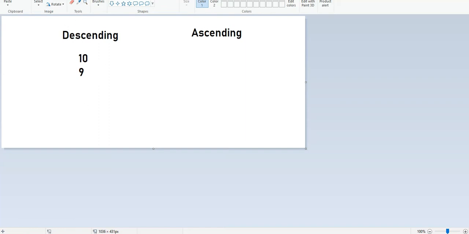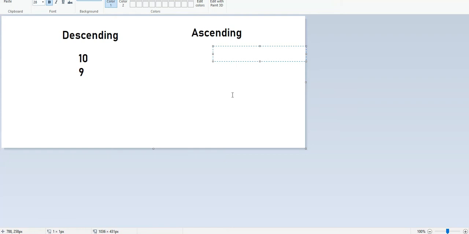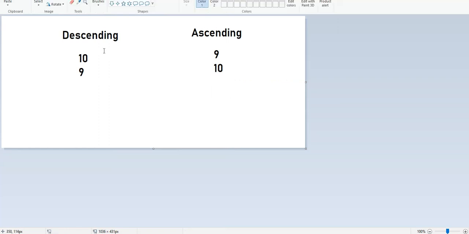If you want to put the same numbers in ascending order, what will come first? We have only two options, 9 or 10. In ascending order it will be 9, then 10, because 9 is the smallest number and 10 is the highest number. We can remember it like this: descending starts with D, which comes after A, so the largest number comes first and the lowest number after it. In ascending order, the smallest number comes first and the largest number after that.